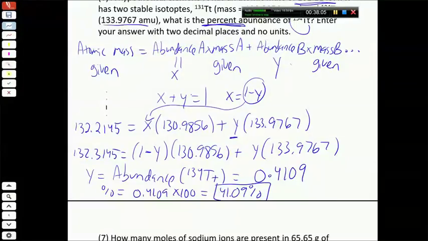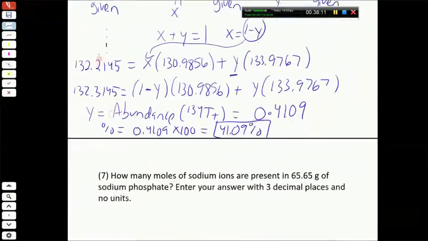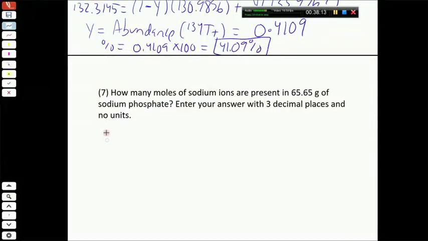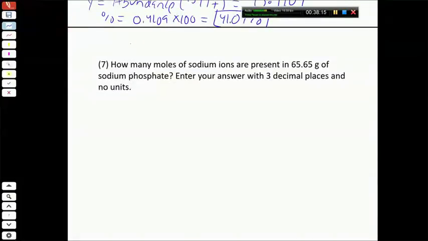All right, so that's the definition of atomic mass. The more important thing for a lot of these problems is how do we use it. All right, so going on to the next question here, we want to know how many moles of sodium ions are present in 65.65 grams of sodium phosphate. So this is a conversion involving moles. There's a lot of different types of these that you'll potentially have to deal with on the exam, and it's very important for a lot of the other types of problems we'll do.